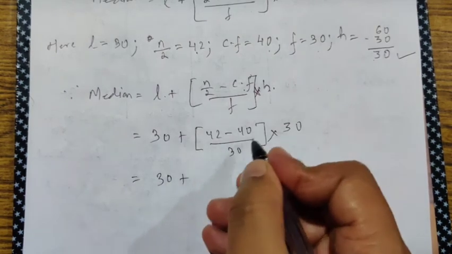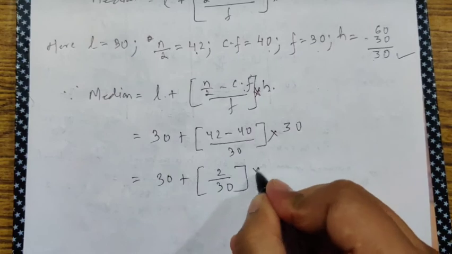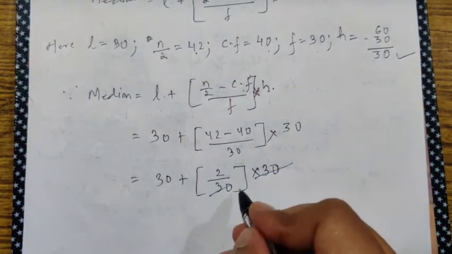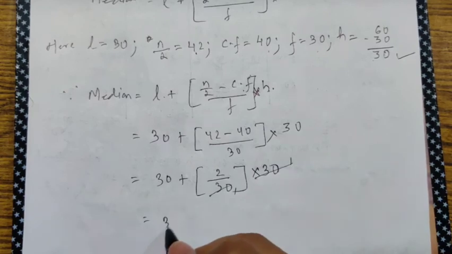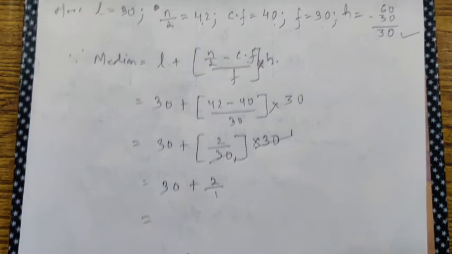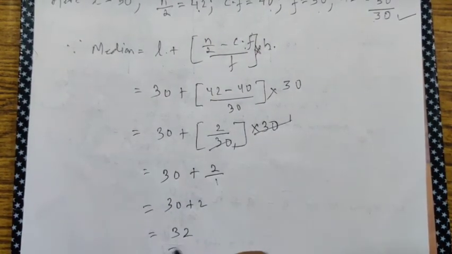30 plus, subtract this, how much? 2 by 30 into this 30. I can cancel this 30 and 30. Okay, 30 into 1 times, so I'm left with 30. Plus 2 into 1 times is 2 by 1. 2 by 1 means how much, people? Only 2. So 30 plus 2 is 32.